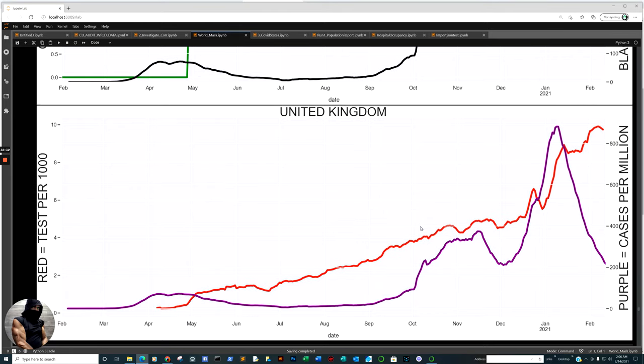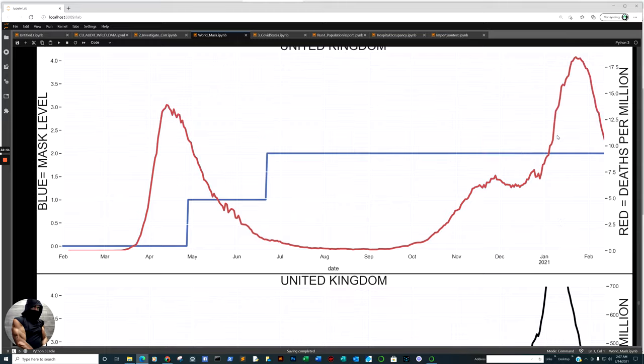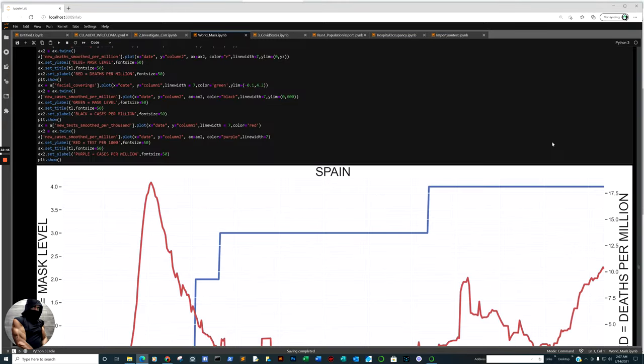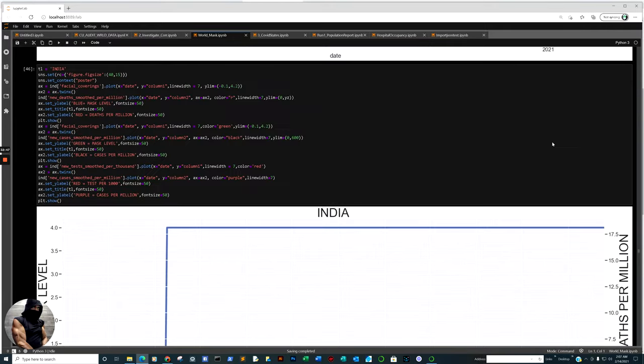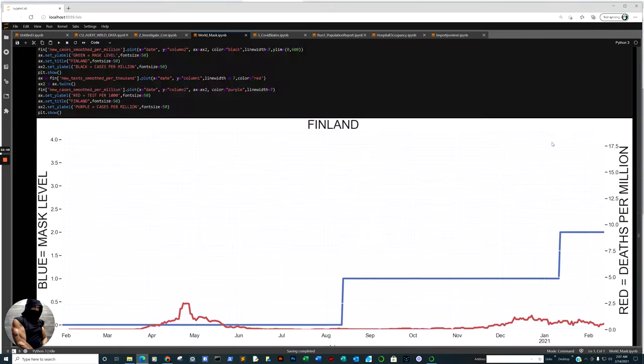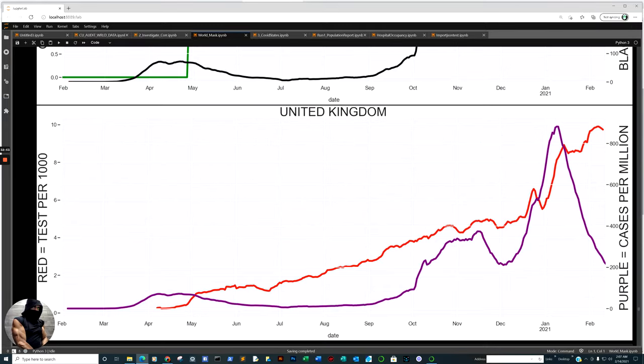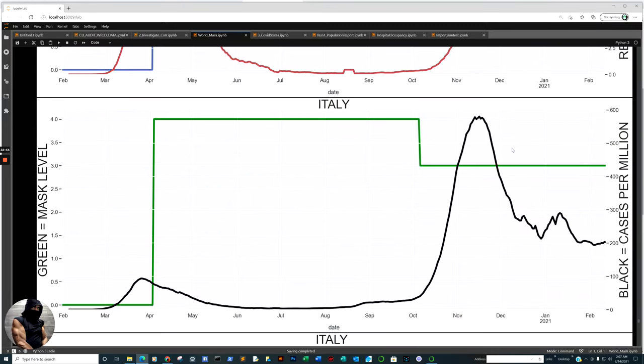Look at this. Look at the United Kingdom. I brought that up earlier. Look at the tests per thousand and the cases per million. All about that exact same time. It was like someone just pushed a button and then boom, those cases began to drop. All right, so let's go back. Did we cover to the bottom here? I think we did.